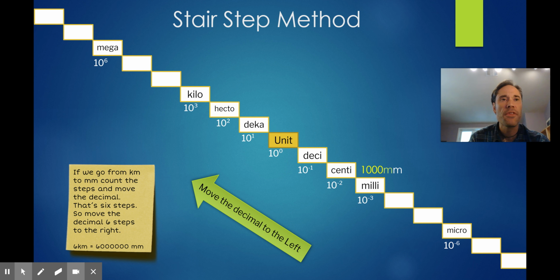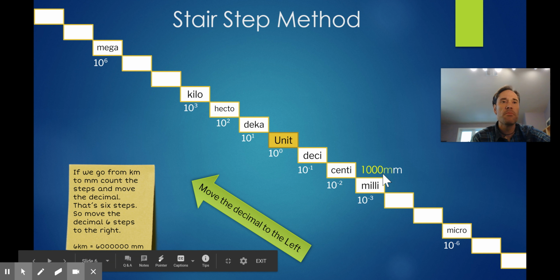I'm going to start here with 1,000 millimeters. So if I start with 1,000 millimeters and I take that up the staircase from the 1,000 millimeters to the center, all I'm going to do is move my decimal point.